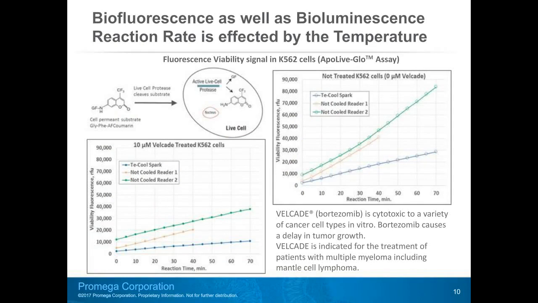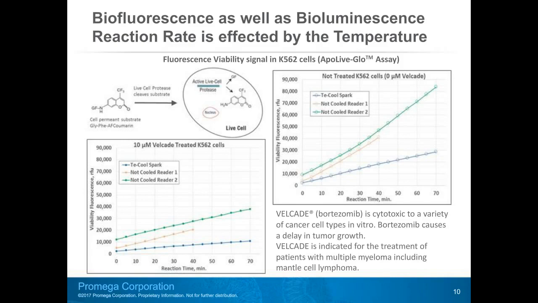After the initial increase in the reaction rate, the reaction signal in the not cooled reader clearly decreases at a faster rate than those in the actively cooled reader, right graph.